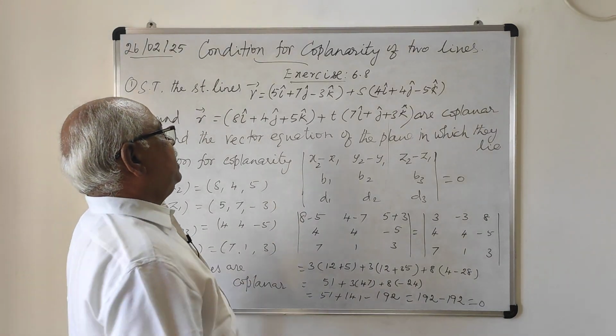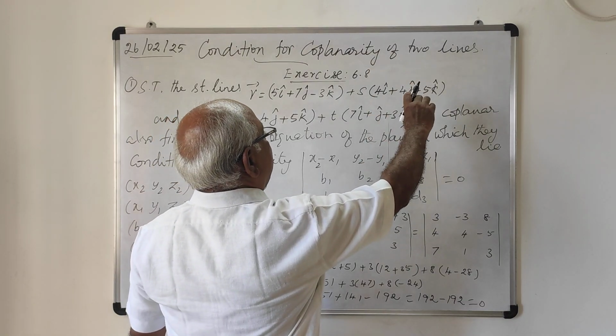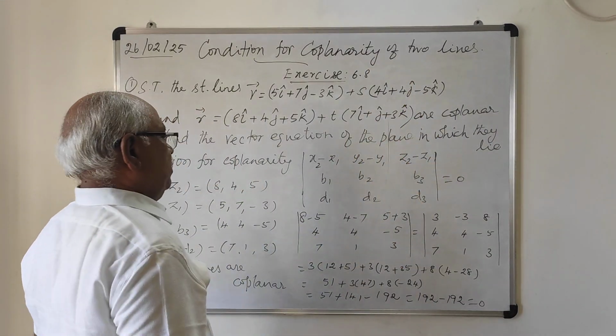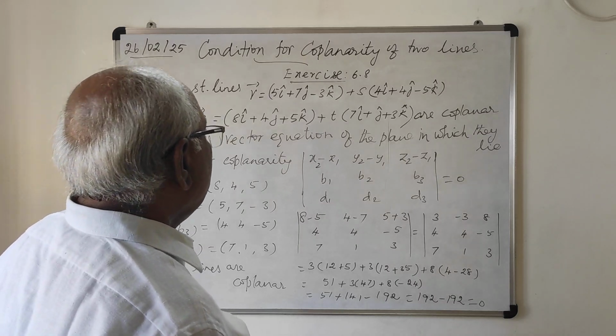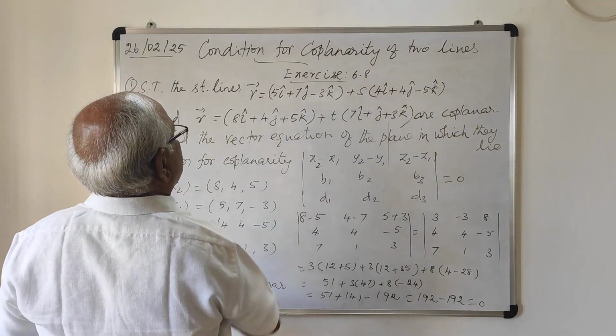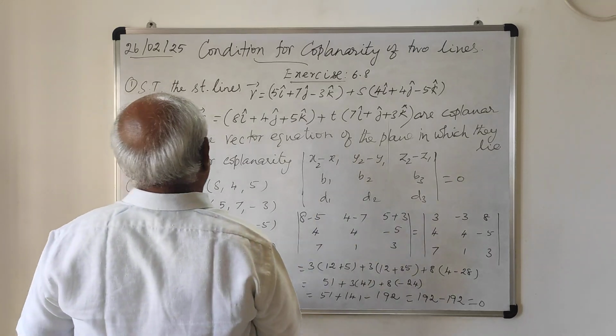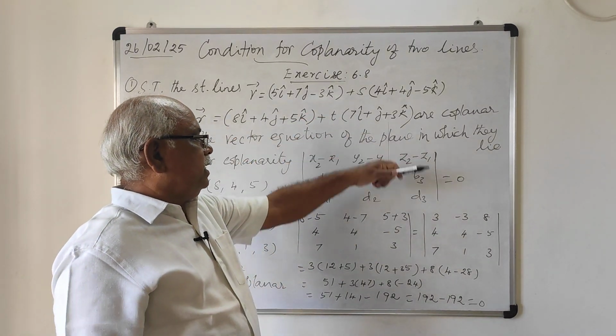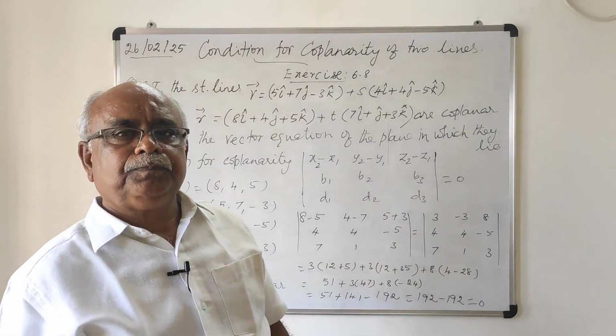Okay, our next idea, find the equation of the plane in which they lie. We have to find out the equation of the plane. That is, what is x? We have to take any one of the points, x minus x1, to find the equation of the plane in which the two lines lie. We will see again.